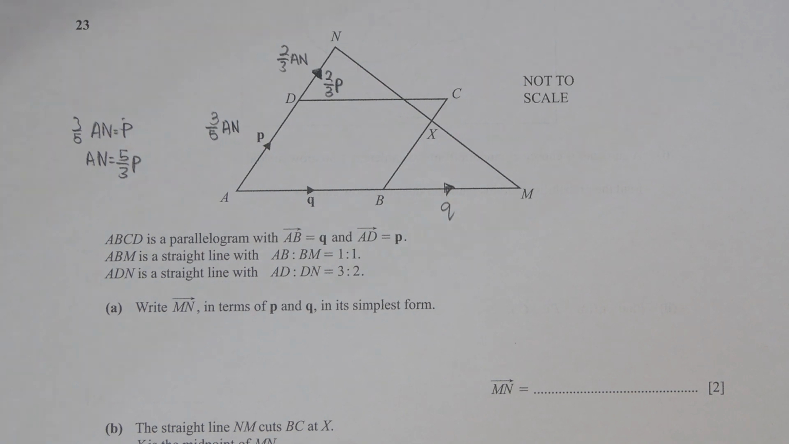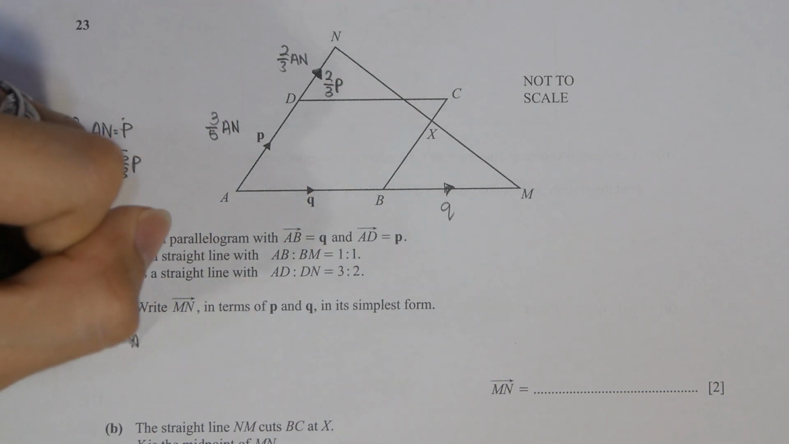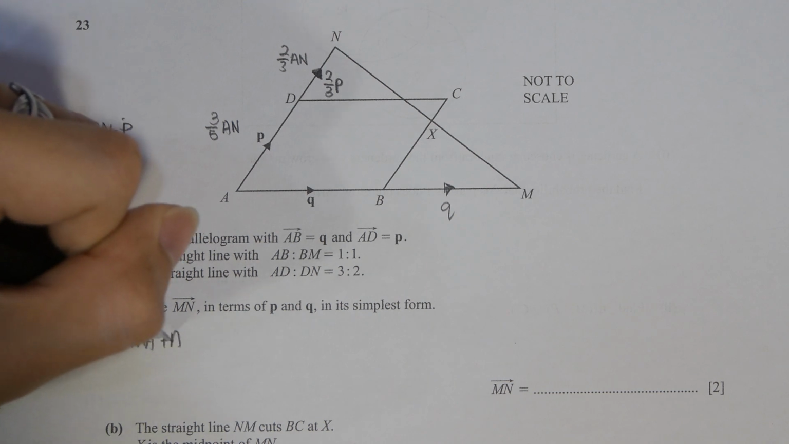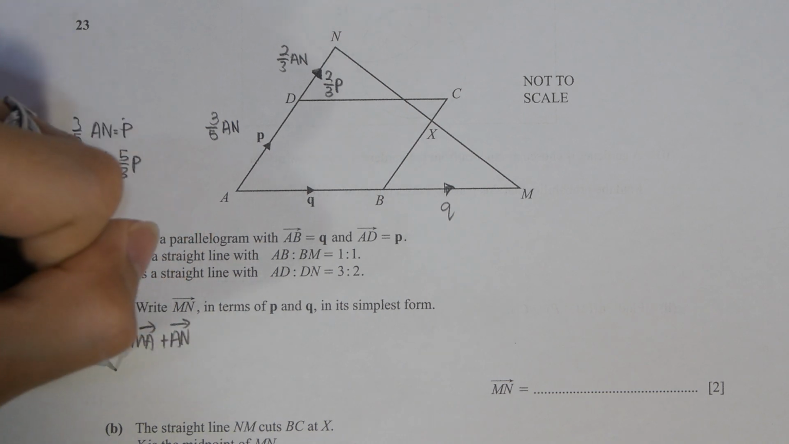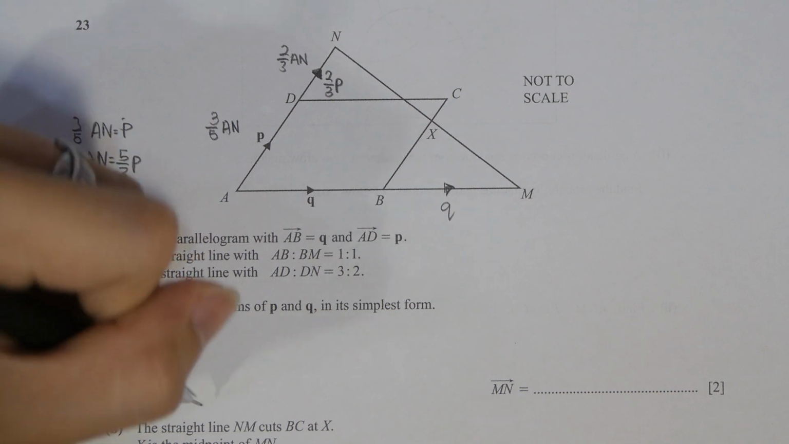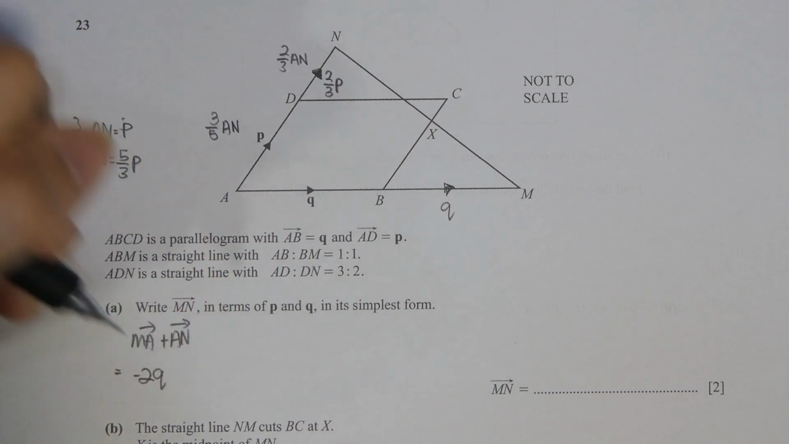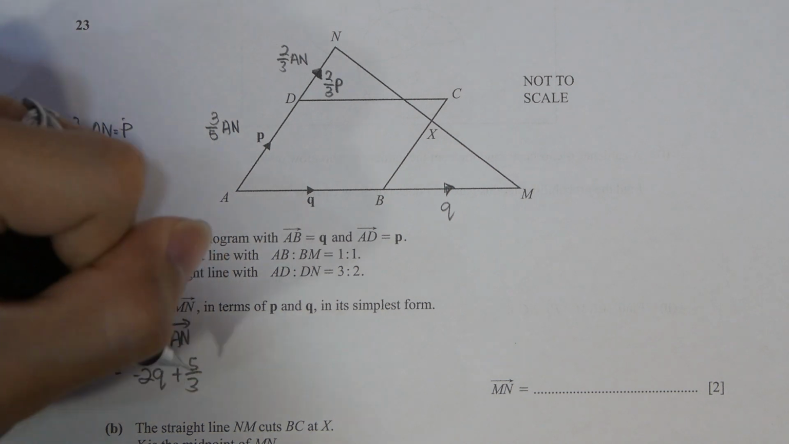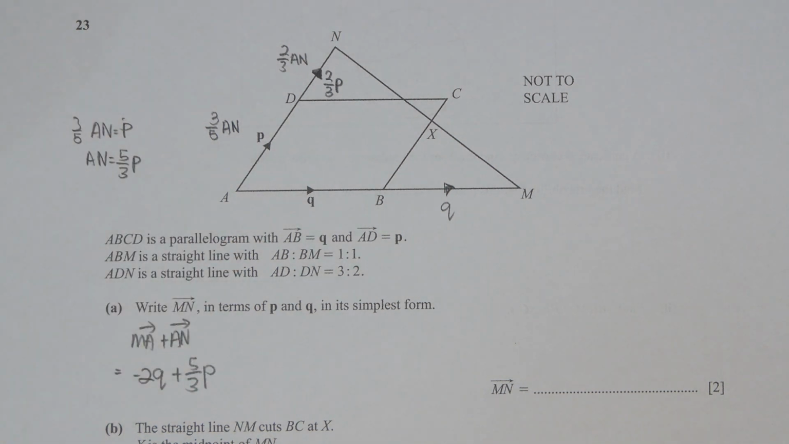The next thing is to solve the first question. They wanted us to find MN. So MN is MA plus AN. Our MA is negative 2Q, and our AN is 5 over 3 P.